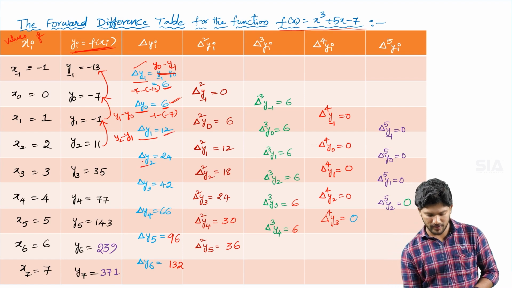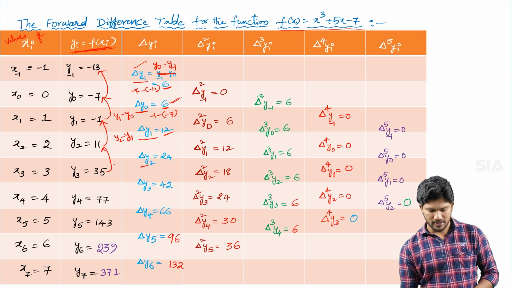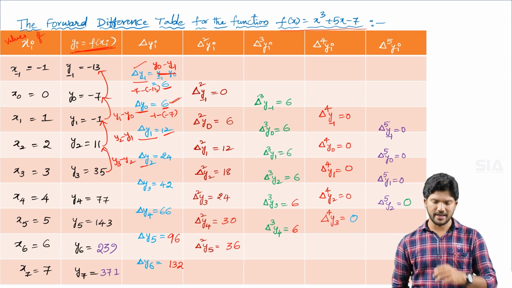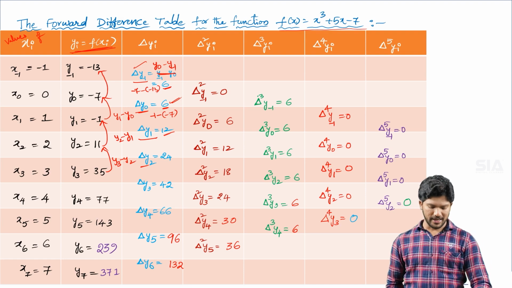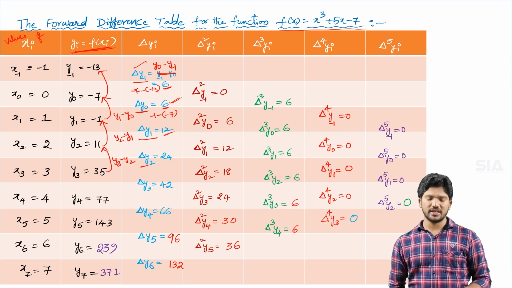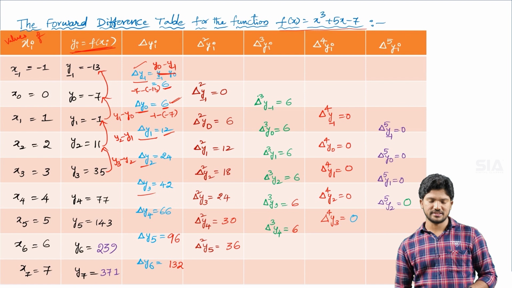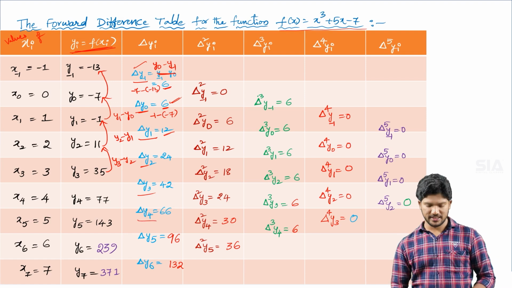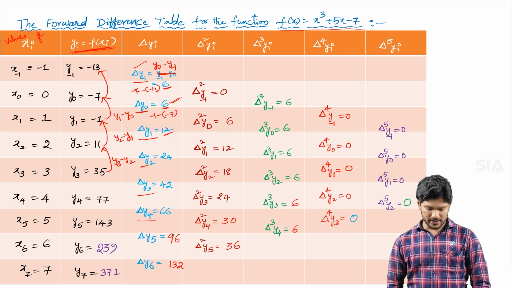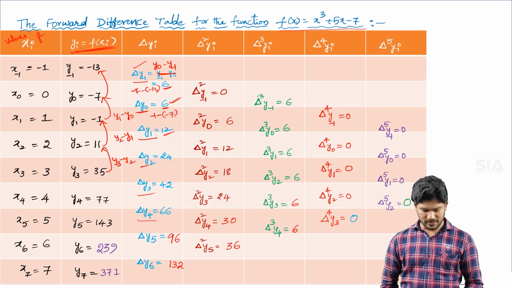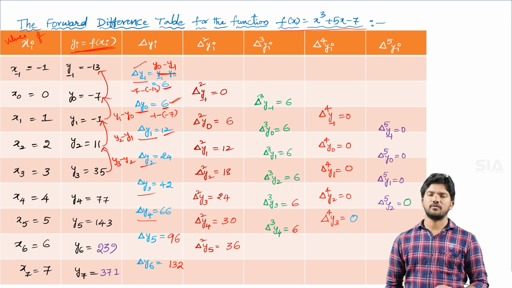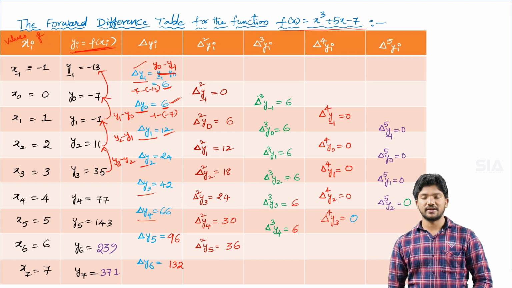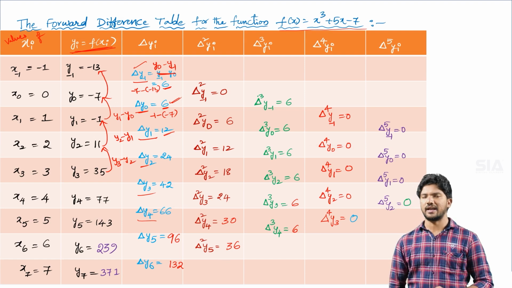Similarly you will get delta y2. Delta y2 is nothing but y3 minus y2, and you will get 24. In this format you will get all the first forward difference values. Delta y suffix 3 is equal to 42, delta y suffix 4 is equal to 66. Next we cannot find the delta y suffix 5 value. Why? Because we don't know the value of y suffix 6. We have to derive that value first of all.